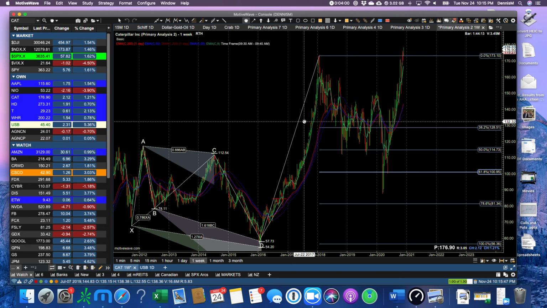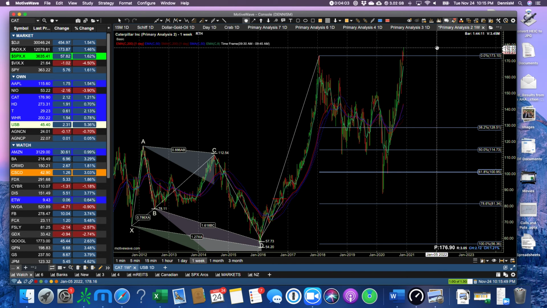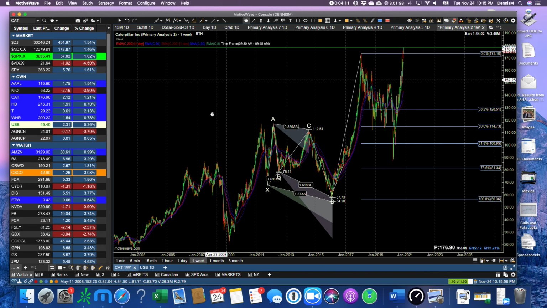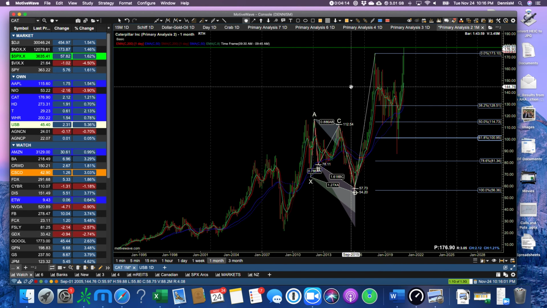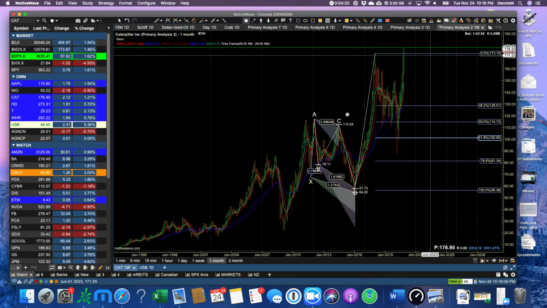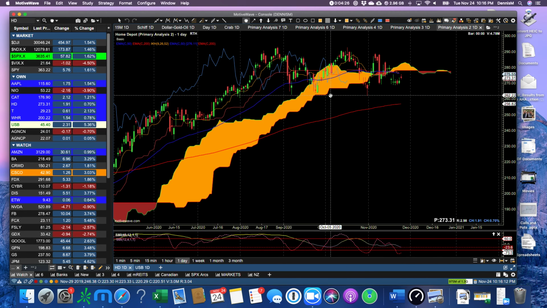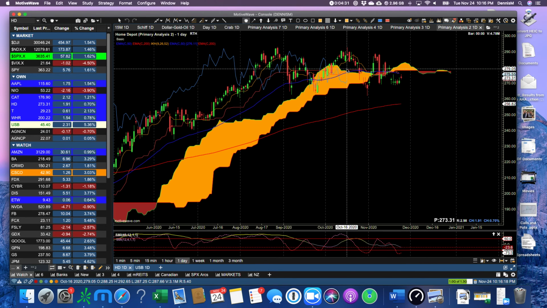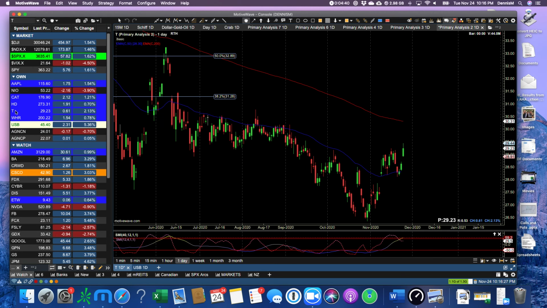Caterpillar up, forming a new high. So this is an important marker for Caterpillar here, where we've made a new high. And if we look at this on a longer term basis, this is an all-time high for Caterpillar. Almost 180. Home Depot, not making new highs, but nonetheless, you know, Home Depot is a good stock to hold, particularly if there's more staying at home. AT&T has just been rocking it.